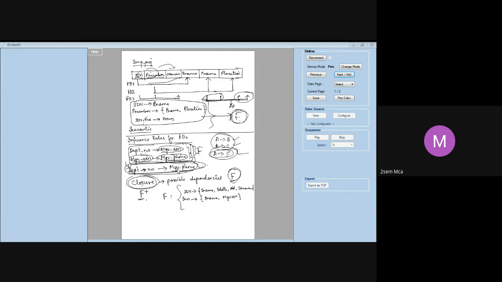Now, given this, I can always infer a few more. What can I infer from this? SSN implies E name, B date, address, D number. That means your SSN implies your D number also. So given the D number, I can find out D name and DMGR SSN. So I can infer that if I get SSN, then I can find out the D name and DMGR SSN, or the department manager SSN. Yes or no? Suppose I put this as D. This will also be D.